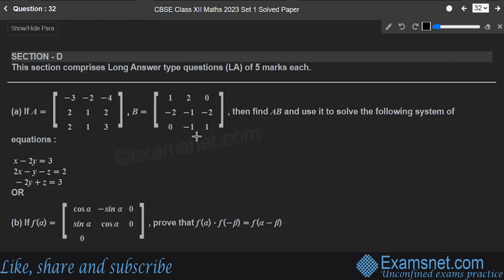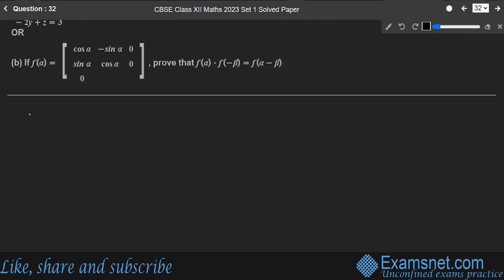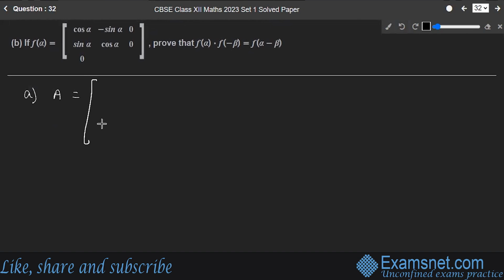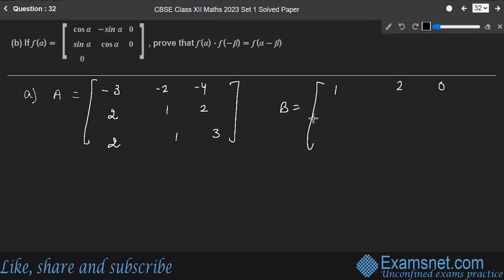So you are given that, I'll start here. A matrix is minus 3, minus 2, minus 4, 2, 1, 2, 2, 1, 3, and B is 1, 2, 0, minus 2, minus 1, minus 2, 0, minus 1, and 1.